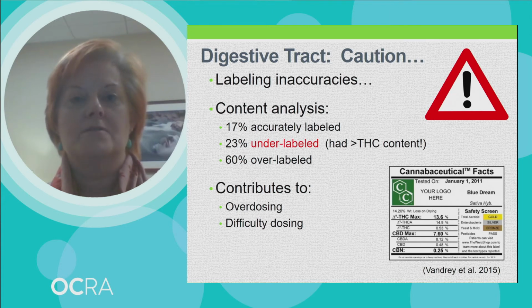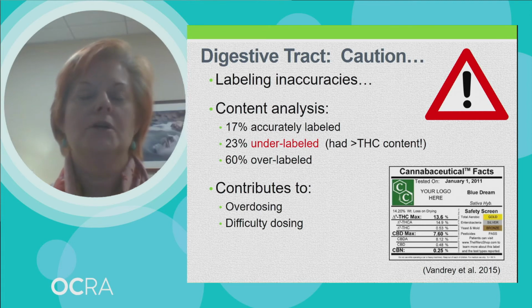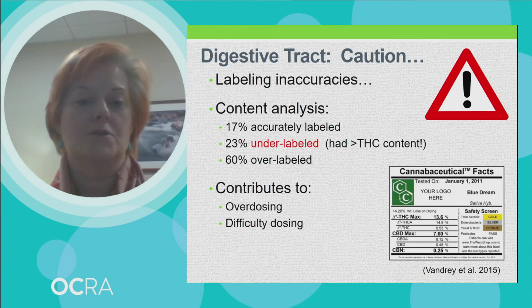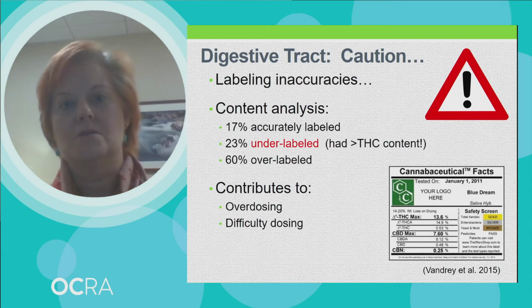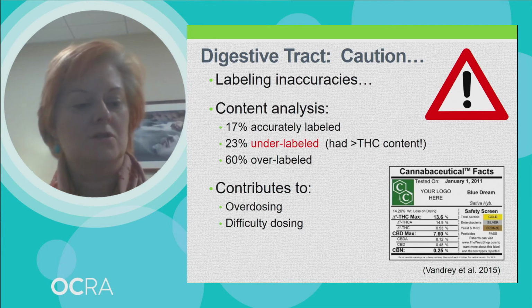A couple of other things: labeling inaccuracies have been found amongst edible products. One study took a look at some edible products from both California and Washington dispensaries, and they found that only 17% of products were accurately labeled and 23% were under-labeled, meaning that many products had higher THC content than the label said. So if you have an idea of how much you want to use and what you tolerate, and then you get something that's under-labeled, you can end up basically overdosing yourself. And the variability in labeling can also contribute to difficulty dosing, knowing, is this product going to be the same the next time I buy it? So I think that's just a good word of caution.